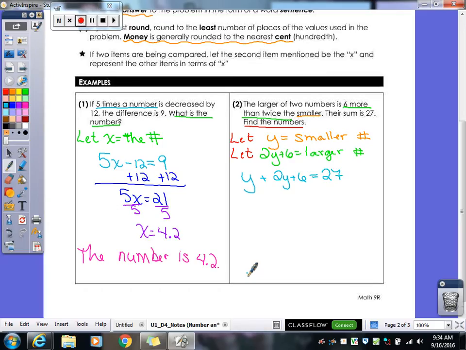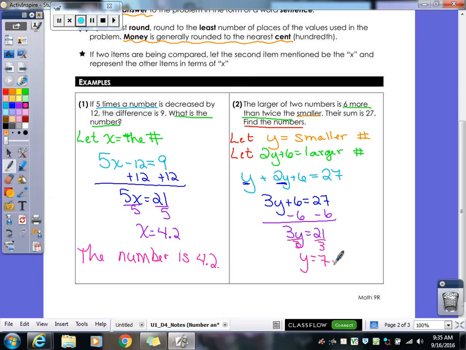Now we have an easy equation to solve, just like we've been doing the last couple of days. We got some like terms to combine. Y plus 2y, 3y plus 6 equals 27. Now what? Subtract 6. So 3y equals 21. Y equals 7. So we know our smaller number is 7.